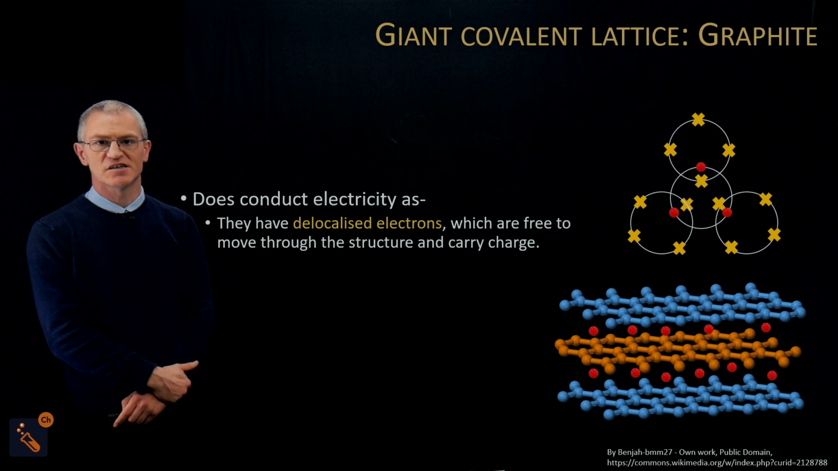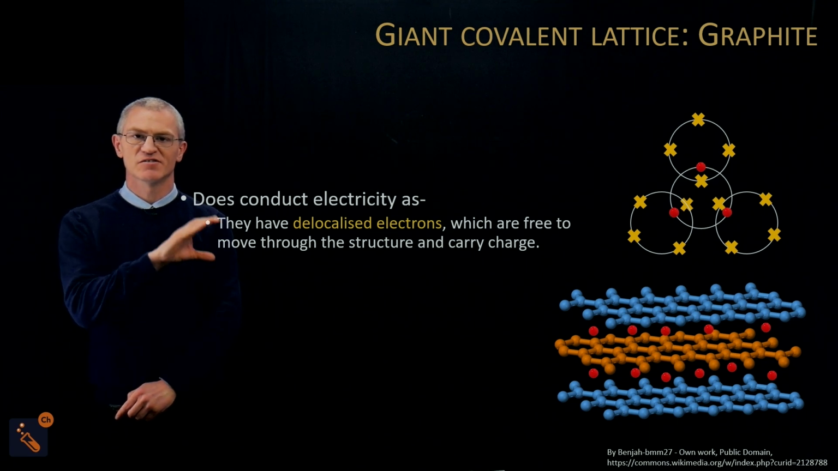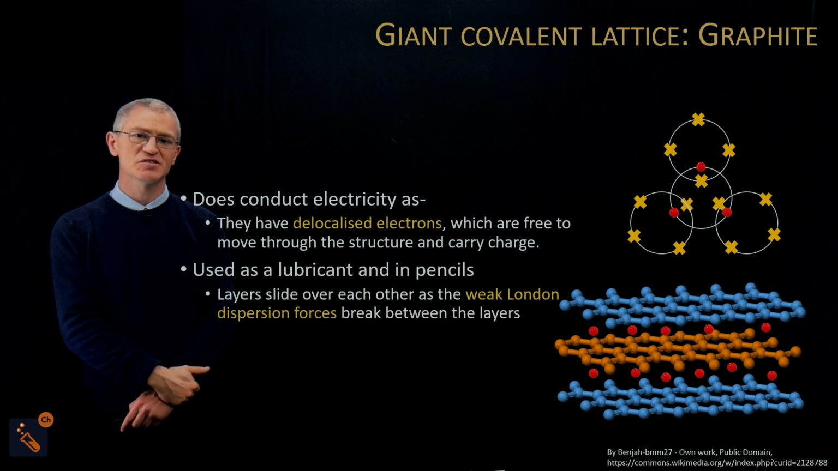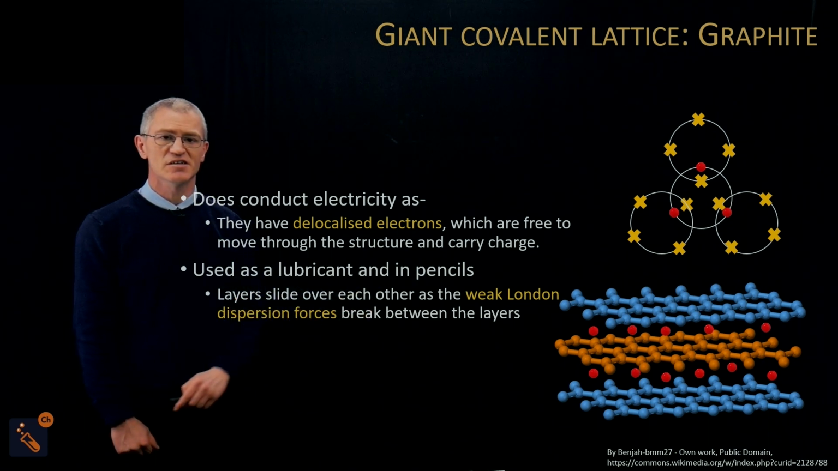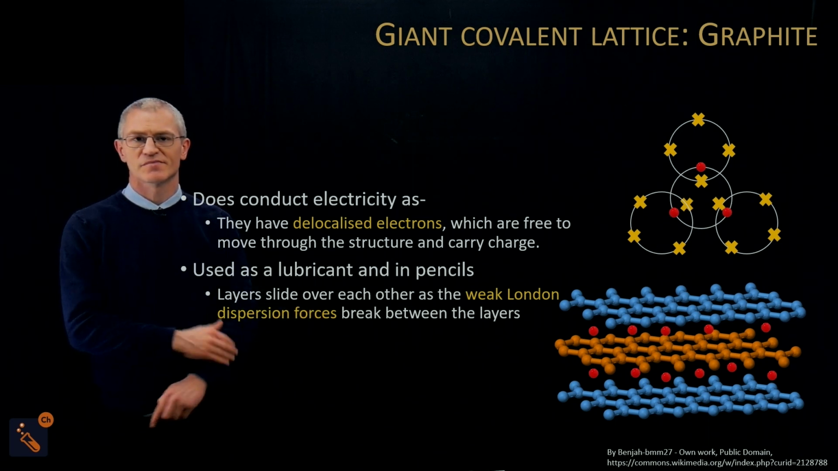So graphite does conduct electricity, as it has delocalized electrons which are free to move through the structure and carry charge. Again, very good for you to remember that sentence. Through the structure, carry the charge. It can be used as a lubricant and in pencils. Now that is because the layers, as we can see on the right, can slide over each other as the weak London dispersion forces break between the layers.